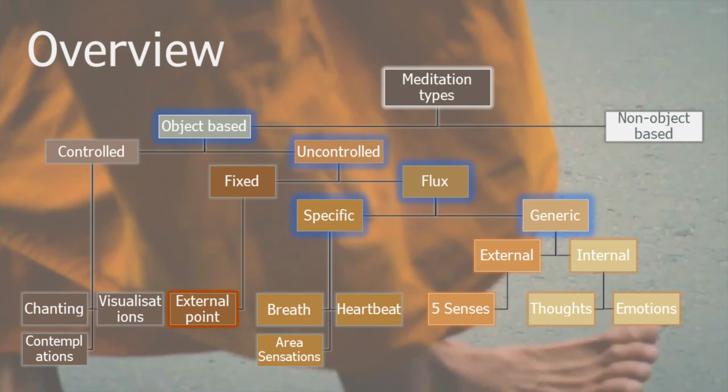Down to the category of objects in flux, we can further understand them in terms of specific objects, meaning to say, the methods focus on just one element of experience versus generic objects, where the methods focus on a broad range of experiences. Methods utilizing objects in flux allows the meditator to experience the nature of reality, specifically in its transient characteristics, how it arises, passes away.